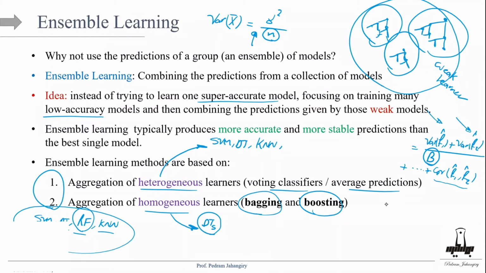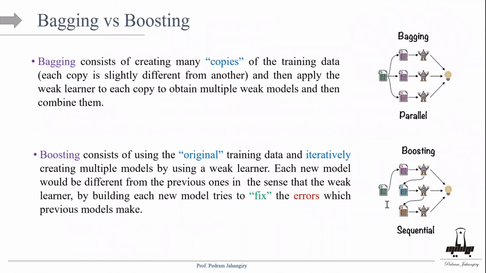Now that we know the definition of ensemble methods, let's move on to the definition of bagging versus boosting in a more formal way. Bagging consists of creating many copies of the training data, where each copy is slightly different from the others. Say this is my main training set, and I generate multiple copies: copy 1, copy 2, copy 3. Then I apply the weak learner to each copy to obtain multiple weak models, for example a decision tree for each copy, and then combine them to get the final prediction.